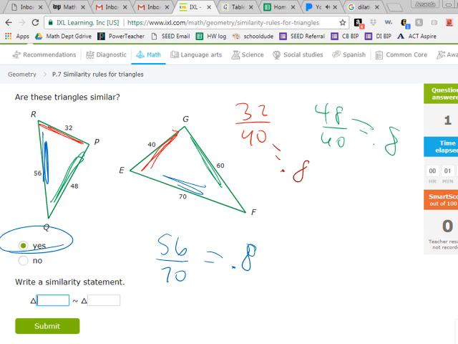So I can write the first one in any order. I'm going to do RPQ. Remember, the order is important. So I'm doing the red to the green to the blue. So from red to green to blue is EGF. Oops, I don't know why that keeps popping up. Stop it. So from red to green to blue is EGF. And there's my similarity statement.